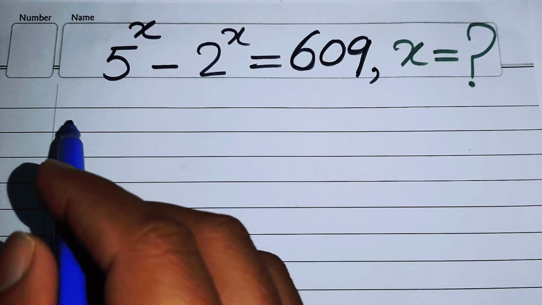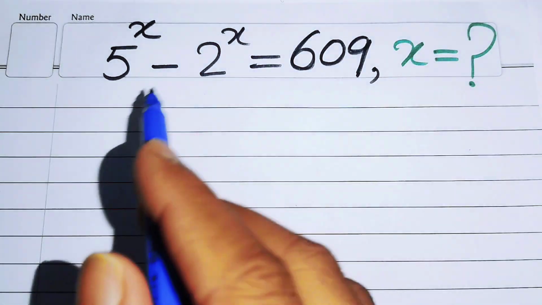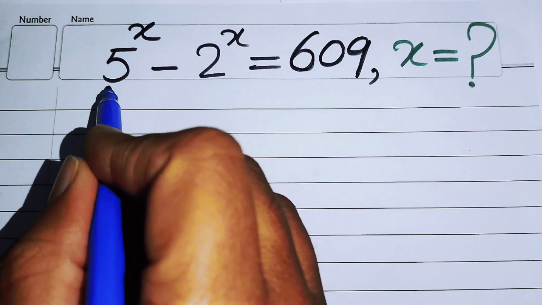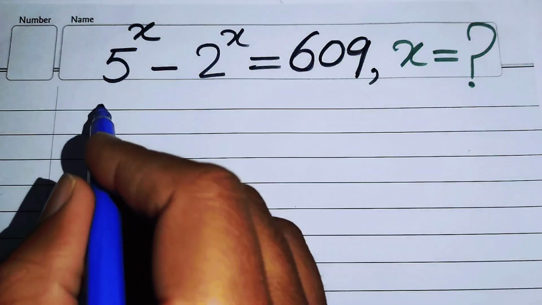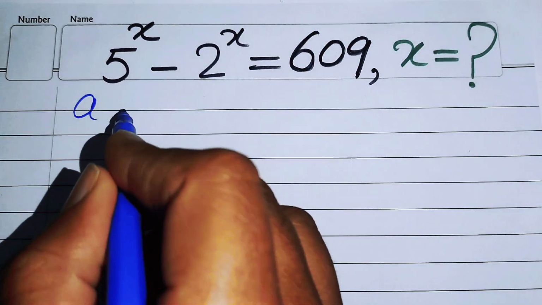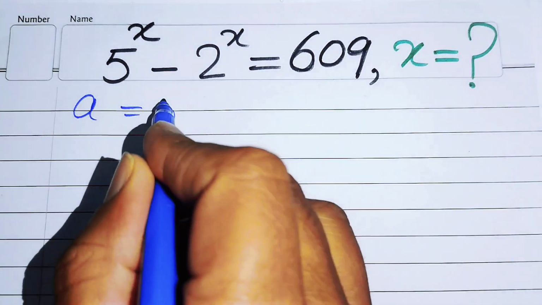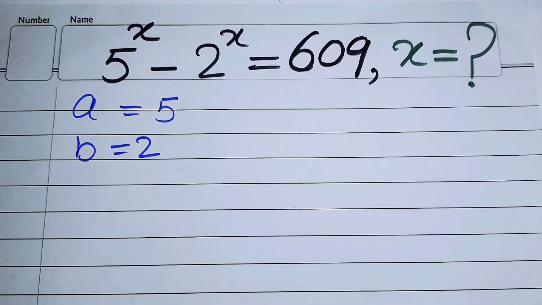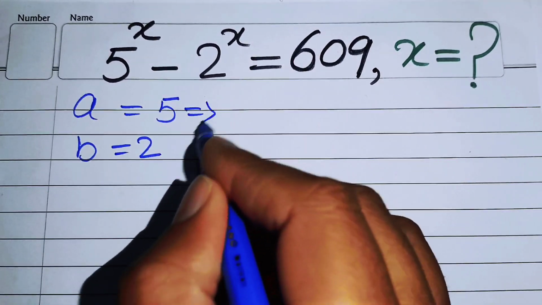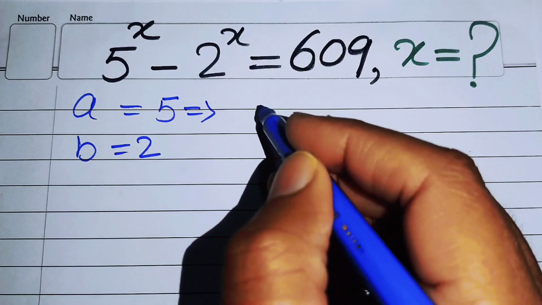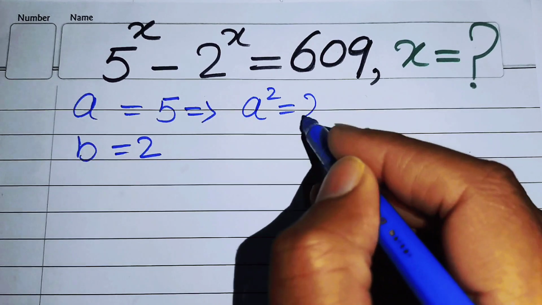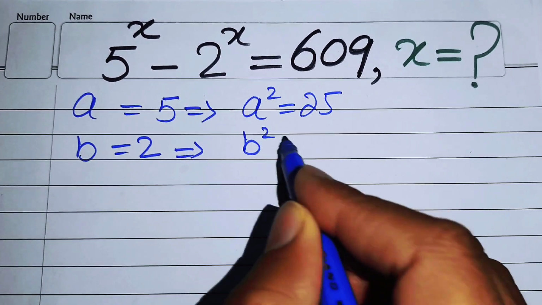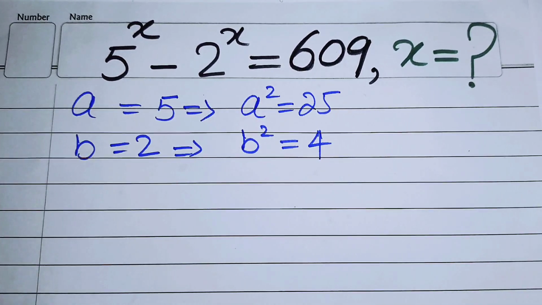So here I can explain the reverse engineering method to solve this problem. First we take the base of this exponential equation equal to a. We have a equals 5, and we take the base of the other expression equal to b, and we have b equals 2. When we take the square on both sides, we get a square equals 25, and b square equals 4.